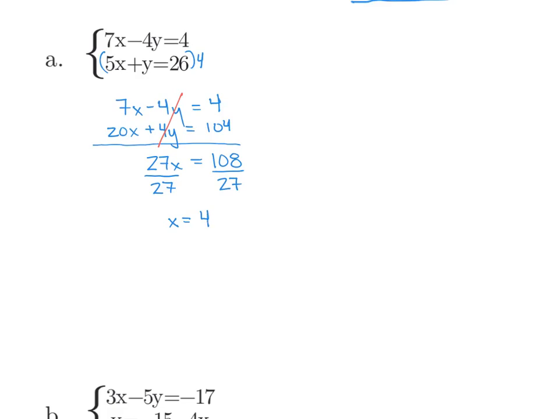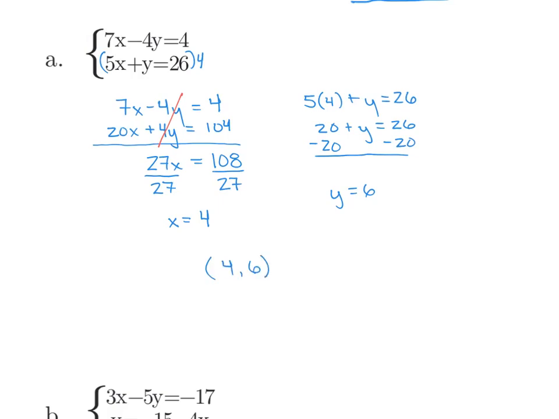And this is just the x coordinate. We still need to find the y coordinate. So I'm going to plug it back into one of my original equations. I'm going to go with the second one, because I can. Note it does not matter which one you work with. We get 5 times 4 is 20, plus y equals 26. Subtract 20 from both sides. And we get y equals 6. So my solution is 4, 6.